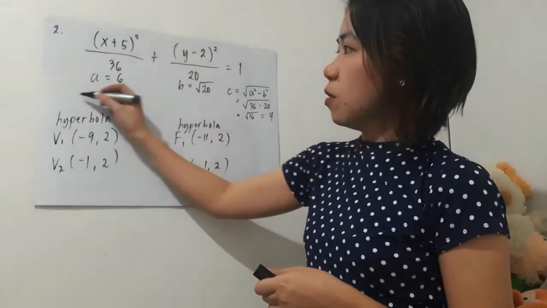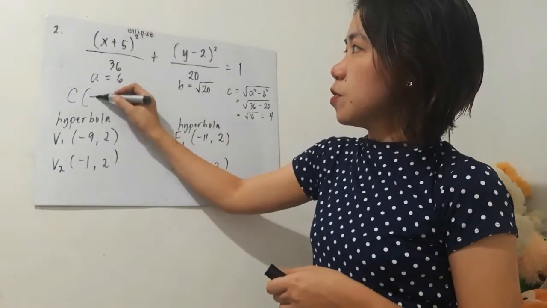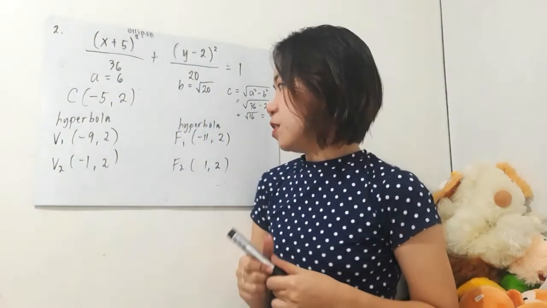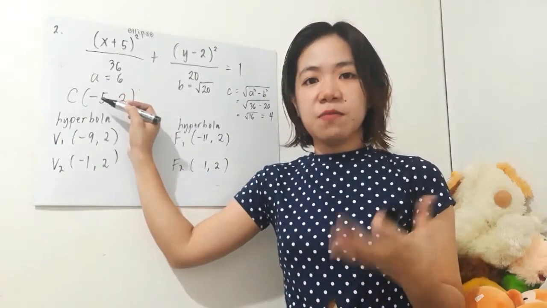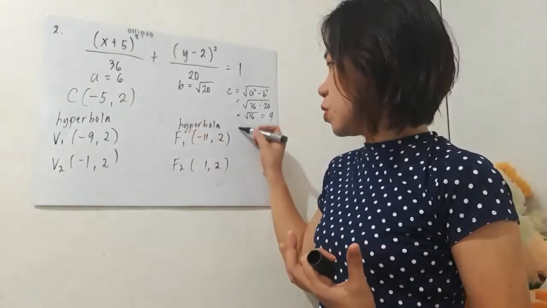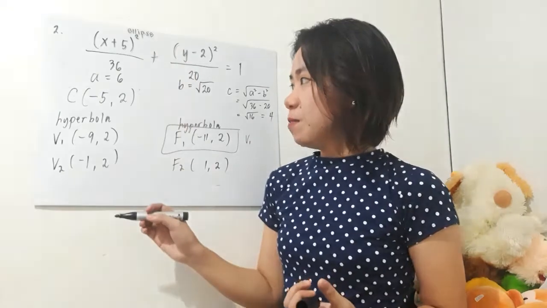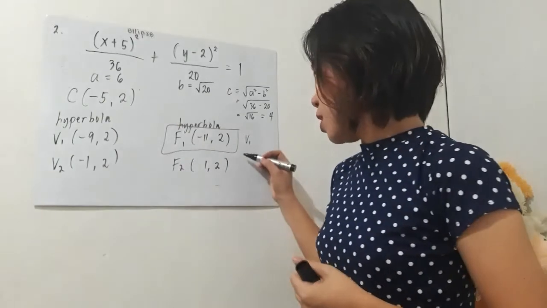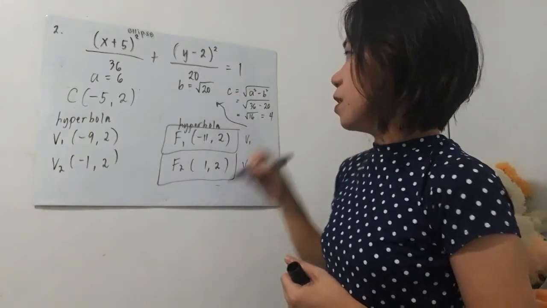Now we have the center. This is the ellipse, the one that we have solved a while ago. Center, negative 5, and then 2. Alright, so for us to find the vertices, we'll just subtract 6 from negative 5. Negative 5 minus 6, that is negative 11, and then copy 2. So you can see that here, and that's the vertex of the ellipse. And then for us to find the other vertex, we have to add negative 5 plus 6, and that is 1, then copy 2. So this is v sub 2 of the given ellipse.